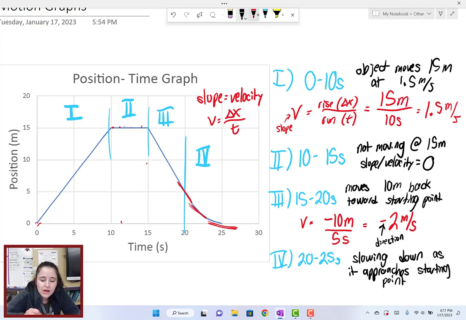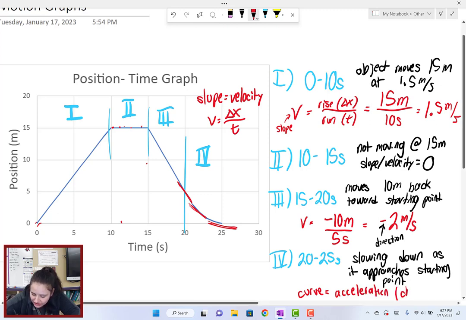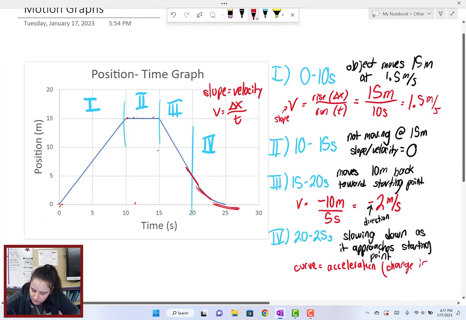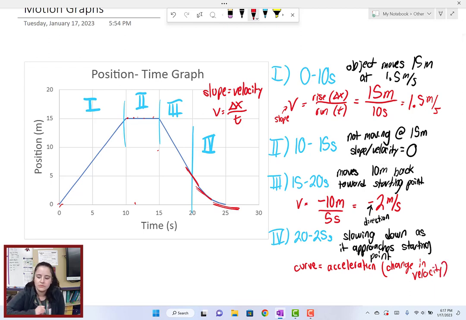It's a curve, so note anytime you have a curve, that means you do not have constant velocity. That means you have acceleration, aka a change in your velocity. Okay, cool. And that's how we analyze the position graph. The slope of it is the velocity, and then it's just reading it off. We can tell what direction it's moving, how far it moves, its speed, all of that.